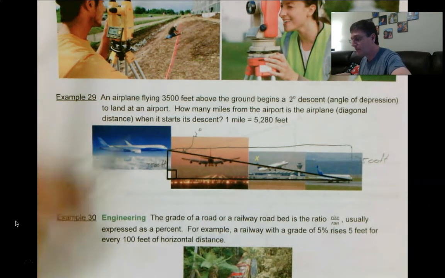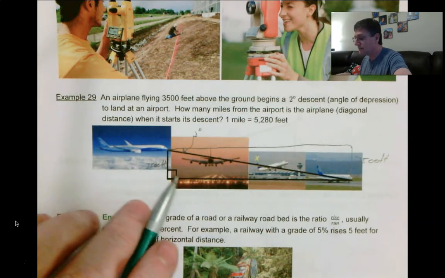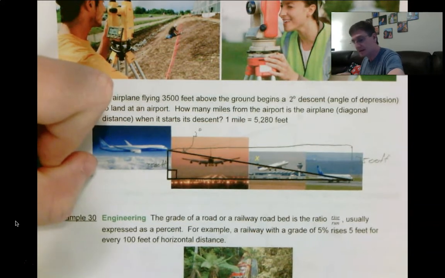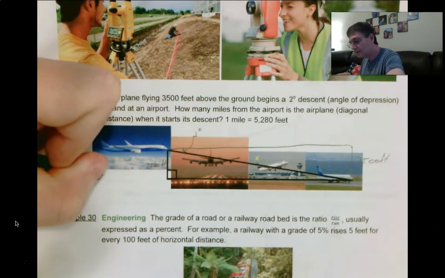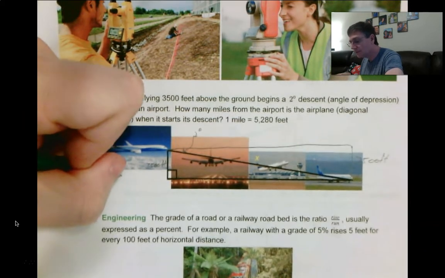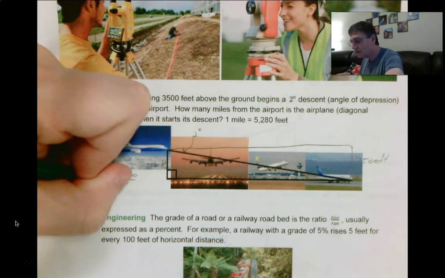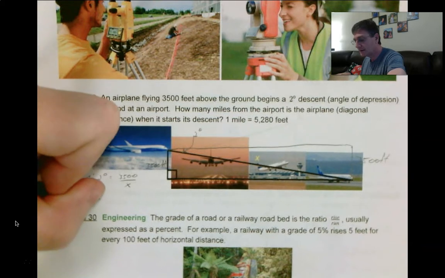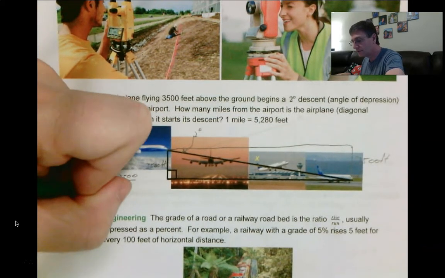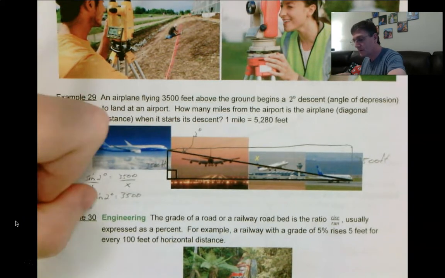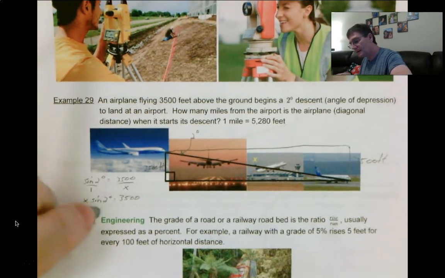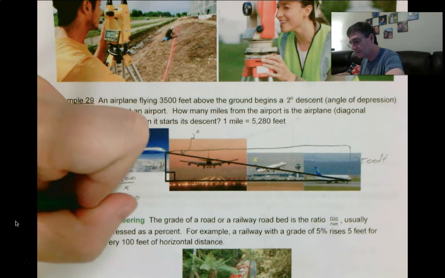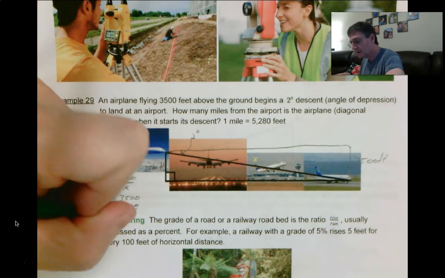Either way, we're going to be using sine, opposite over hypotenuse. Sine 2 degrees equals 3,500 over x. Cross multiply. x sine 2 degrees equals 3,500. Divide both sides by sine of 2 degrees. x equals 3,500 over sine 2 degrees.